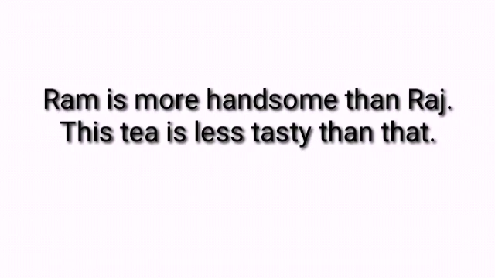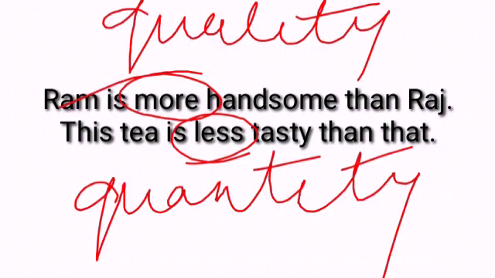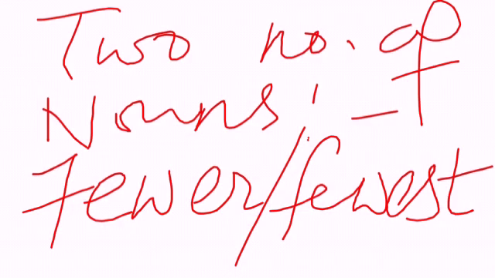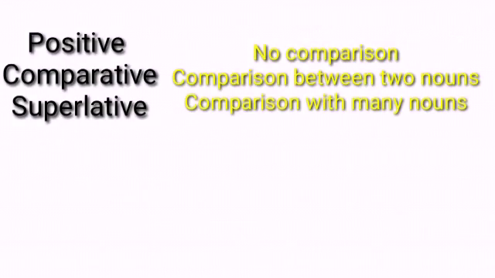For comparing two qualities, we use more and most. For comparing two quantities, we often use less and least. And for comparing the number of nouns, we can use fewer and fewest. So basically, degree of comparison can be categorized into three groups: positive degree, comparative degree and superlative degree.